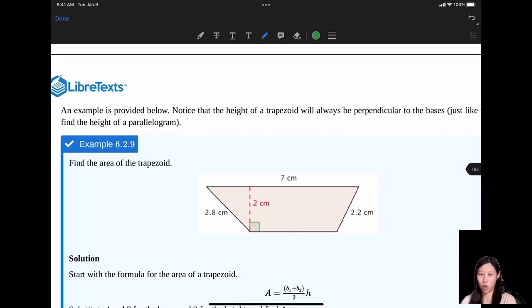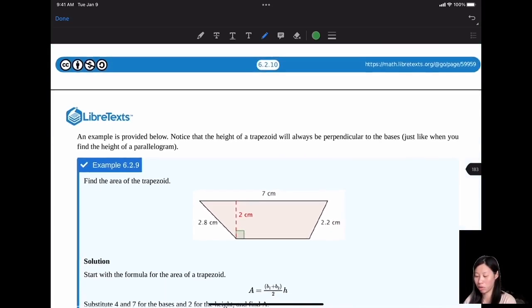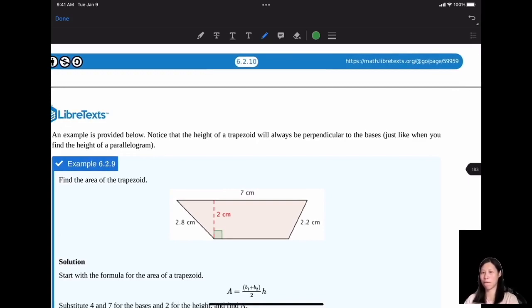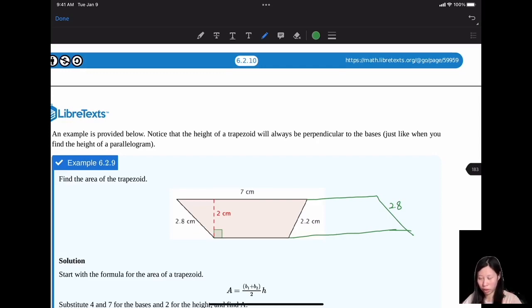You can think about, okay, for example, in here, it's hard to remember, but you can think about that. If you draw another identical trapezoid, this becomes what? This is identical, 2.2 and this is 2.8. Then this is 4. So let's say this is 4, this is 7.